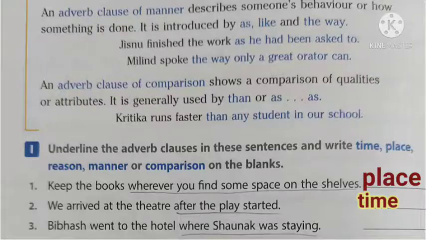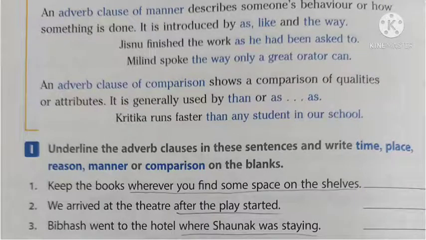Next one. Bipash went to the hotel where Shaunak was staying. Bipash went to the hotel. That is a main clause. Where Shaunak was staying. So if you find the word where, if you find the connector or conjunction where, then it shows a place, adverb clause of place. Okay. Where Shaunak was staying. That is the adverb clause of place.